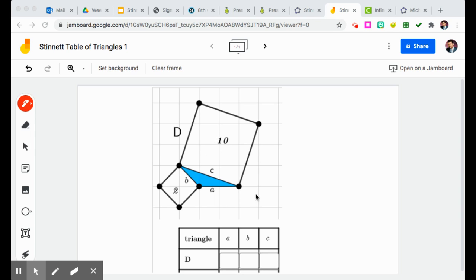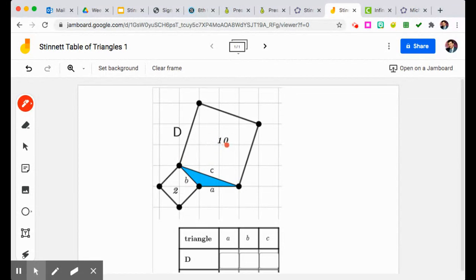Just thinking about this first question that we're looking at here, where we have a blue triangle and we're filling in. So this is triangle D, and we're going to try to figure out the side lengths of triangle D here. So this is side A, side B right here, and side C.